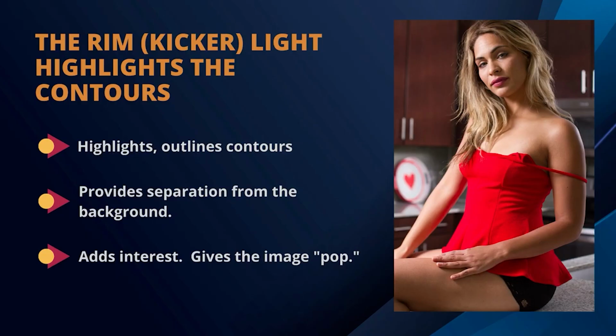Another use for that second light is as a rim or a kicker light, sometimes it's called. And the purpose of this light is to highlight the contours. You can see in our example here, the key light's on camera left on our model, and you see this little highlight on her contours here on the right-hand side, and in her hair, you've got a little bit of light on her hair and her shoulder and going down her arm.